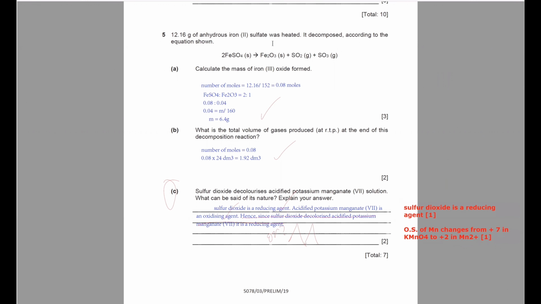So I will add at the end, you say since sulfur dioxide causes reduction in it, therefore it is a reducing agent.